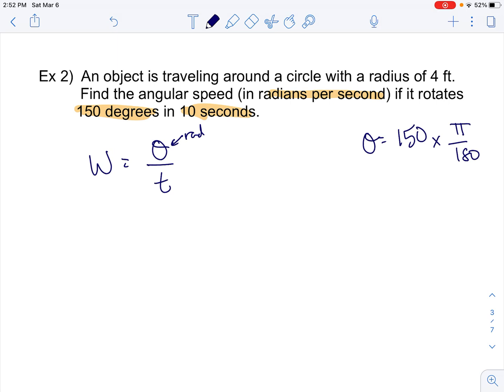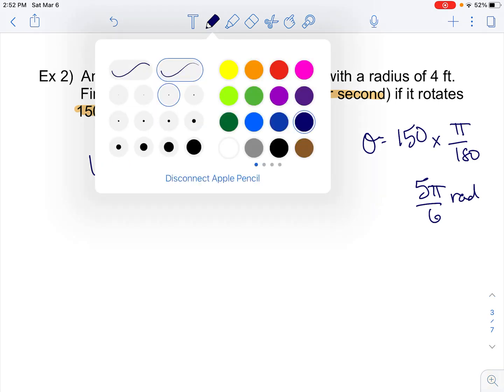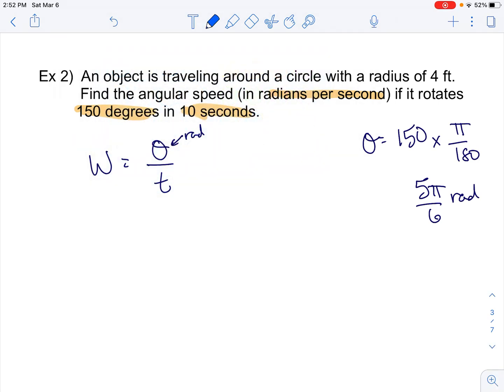That's also on our unit circle. That would be 5 pi over 6 if I reduce it, 5 pi over 6 radians. So we eliminated the degrees and turned it into just radians. When we go to our formula, we don't want to plug in 150 up on top. We don't want to use that 150 degrees.